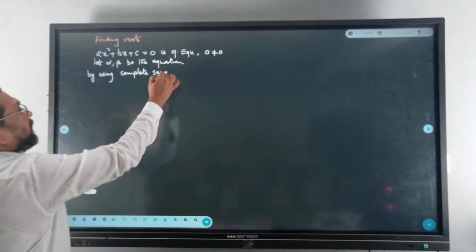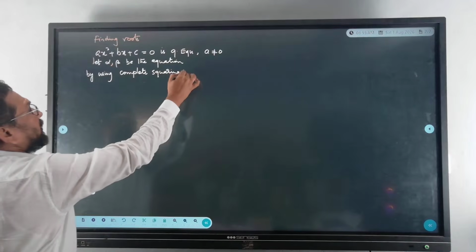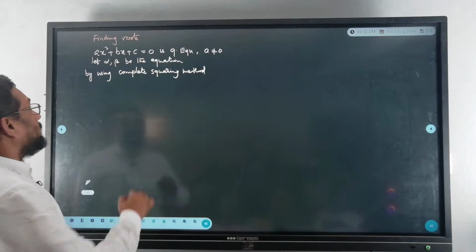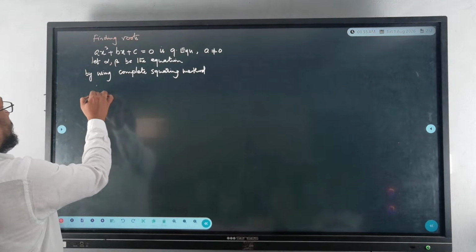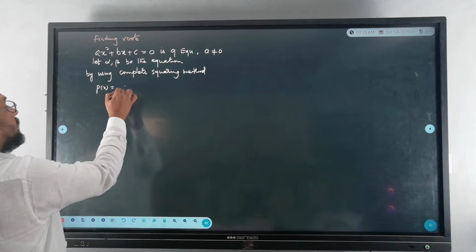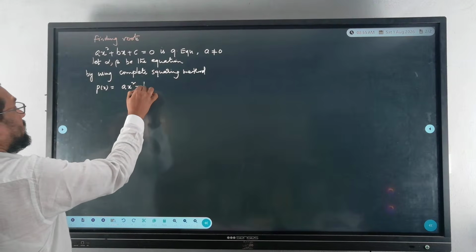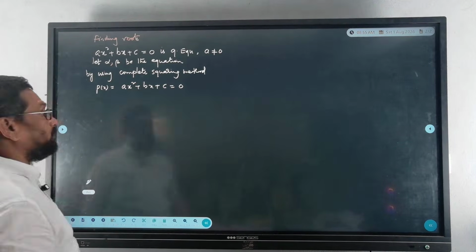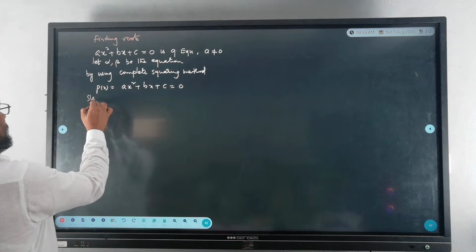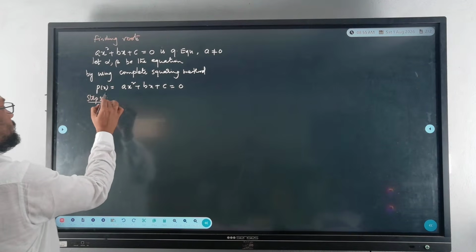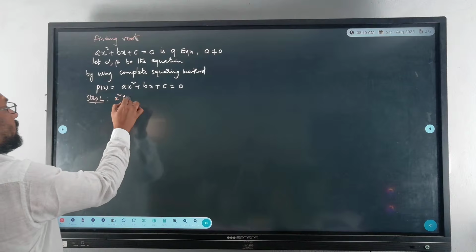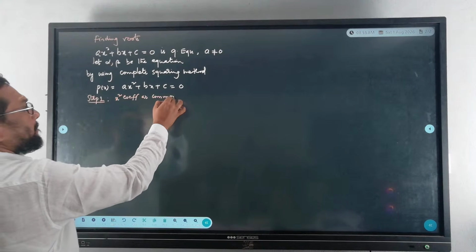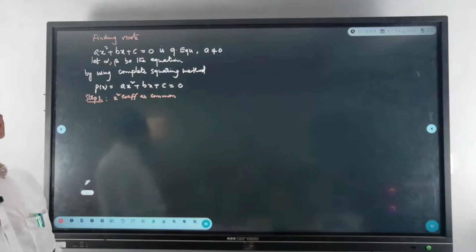By using complete squaring method, px is equal to ax square plus bx plus c is equal to 0. Step 1, x square coefficient as common.